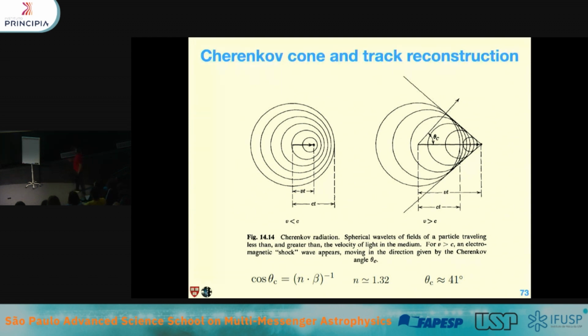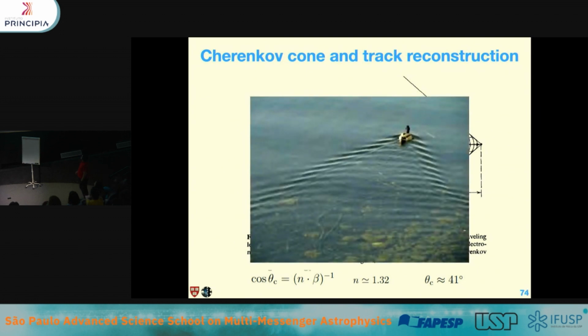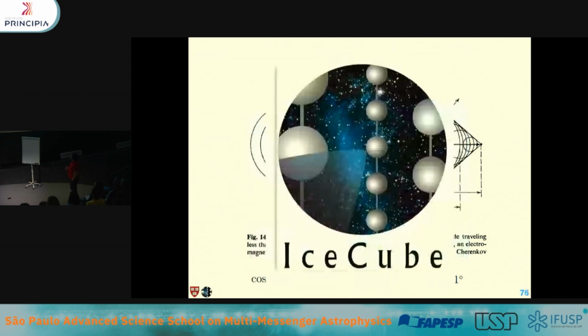And in the case of ice, it's going to be something of this order of magnitude, which means it's going to be at 41 degrees. Here we have a particle moving faster than the speed of light in that medium, and you can see an equivalent representation. And I want you to appreciate that the IceCube logo, if you have never noticed, is actually 41 degrees, the Cherenkov angle of a muon.